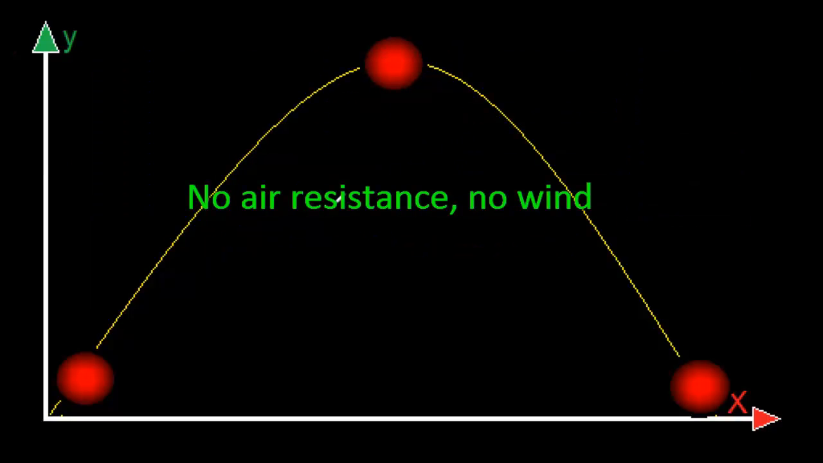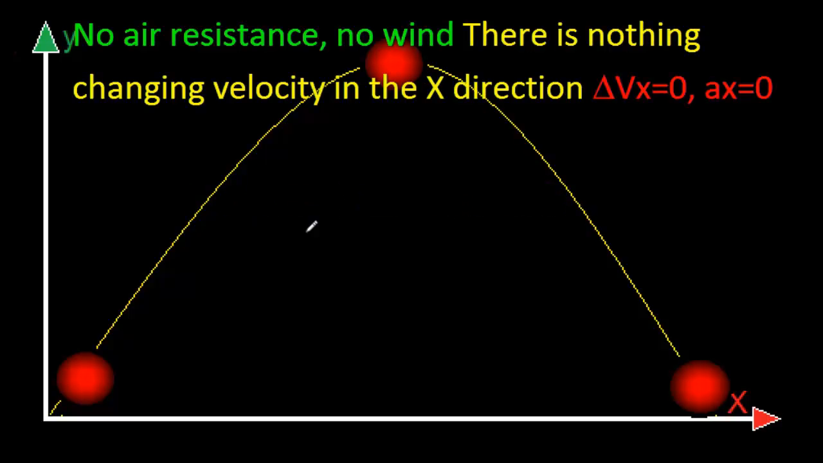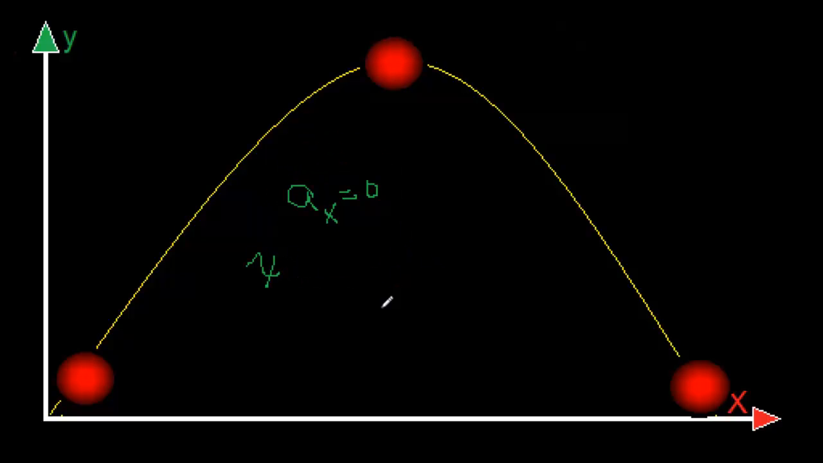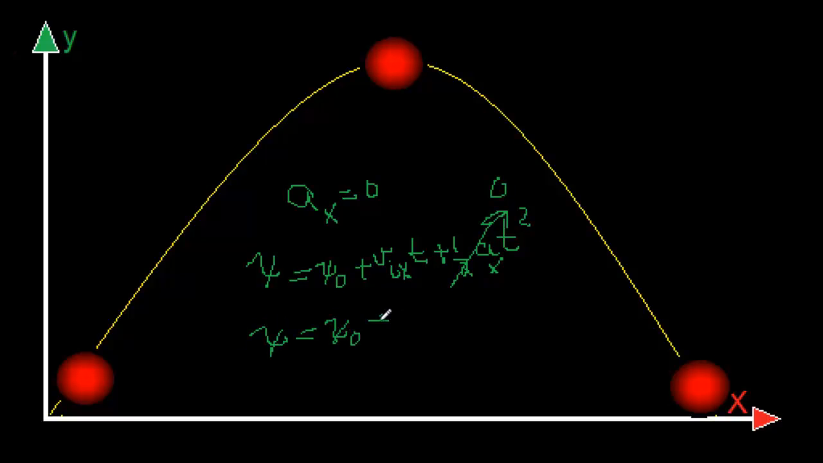The first assumption is air resistance equals zero, which means that the acceleration in the x direction is zero, and keep that in mind. Therefore, x, which is the displacement in the x direction, equals x initial plus the velocity in the x direction times time plus 1/2 acceleration times time squared. This term here becomes zero since acceleration is zero. So it's x initial plus the initial velocity in the x direction times time. This simplifies projectile motion quite a bit.